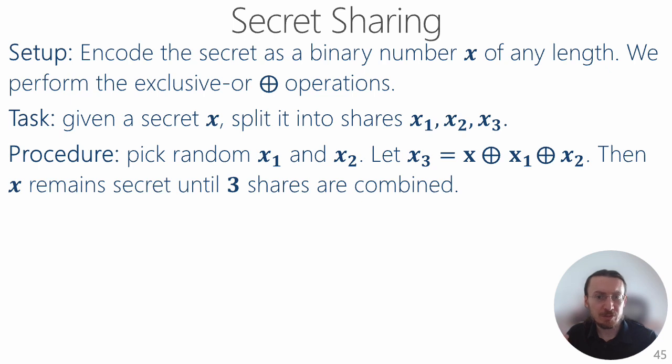The procedure is to pick random numbers x sub 1 and x sub 2. Then we compute x sub 3 by doing exclusive OR of x with x1 and x2, where x is our secret. So in this case, this secret x remains indeed secret, meaning not revealed to anyone, until 3 of these shares, x1, x2, and x3, are combined.